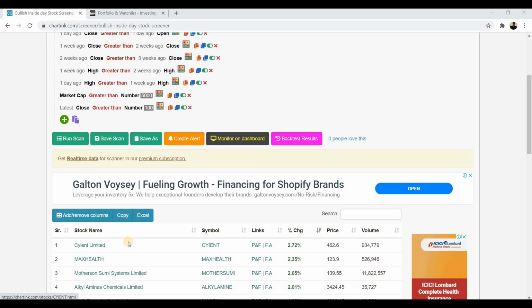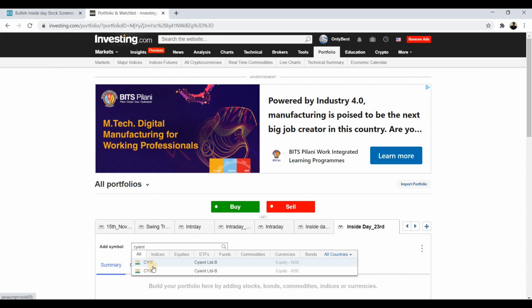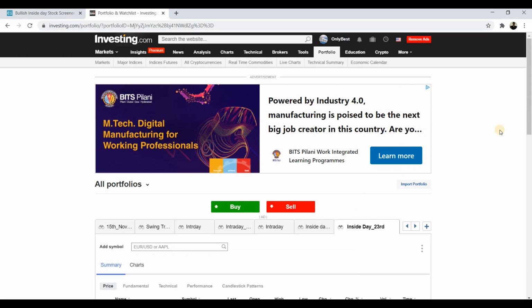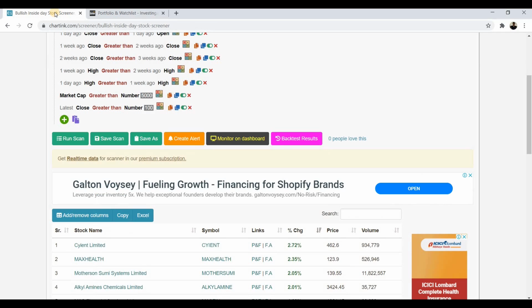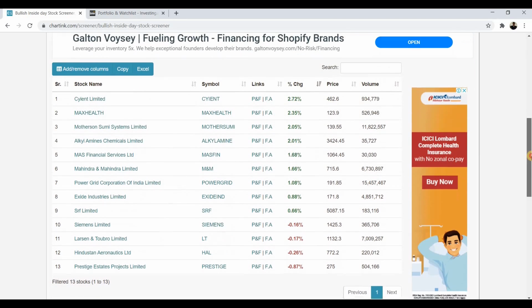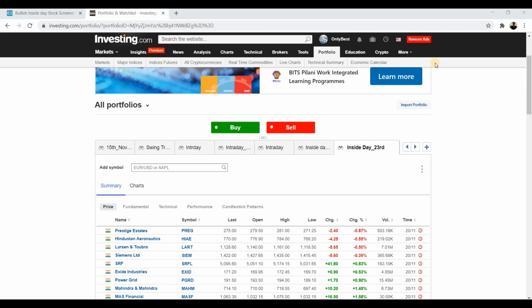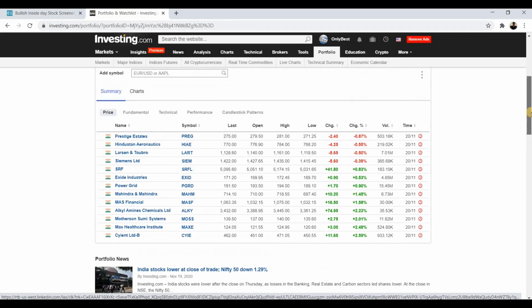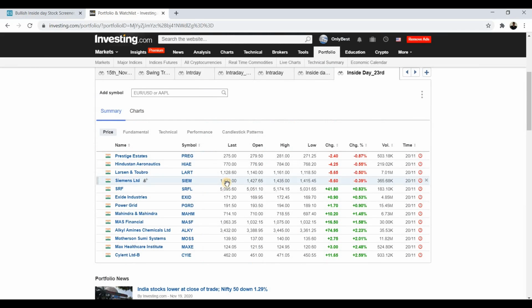So first one is, I can't pronounce it, so I am not going to say the name as well. So I will add the first one. So type the name of the script. Okay. Now we have added the first one. Similarly, we will add the rest of the stocks. I won't show you everything because I do not want to make this video longer. I have added all the stocks in the watch list as you can see from here. So all the stocks are there in the watch list.